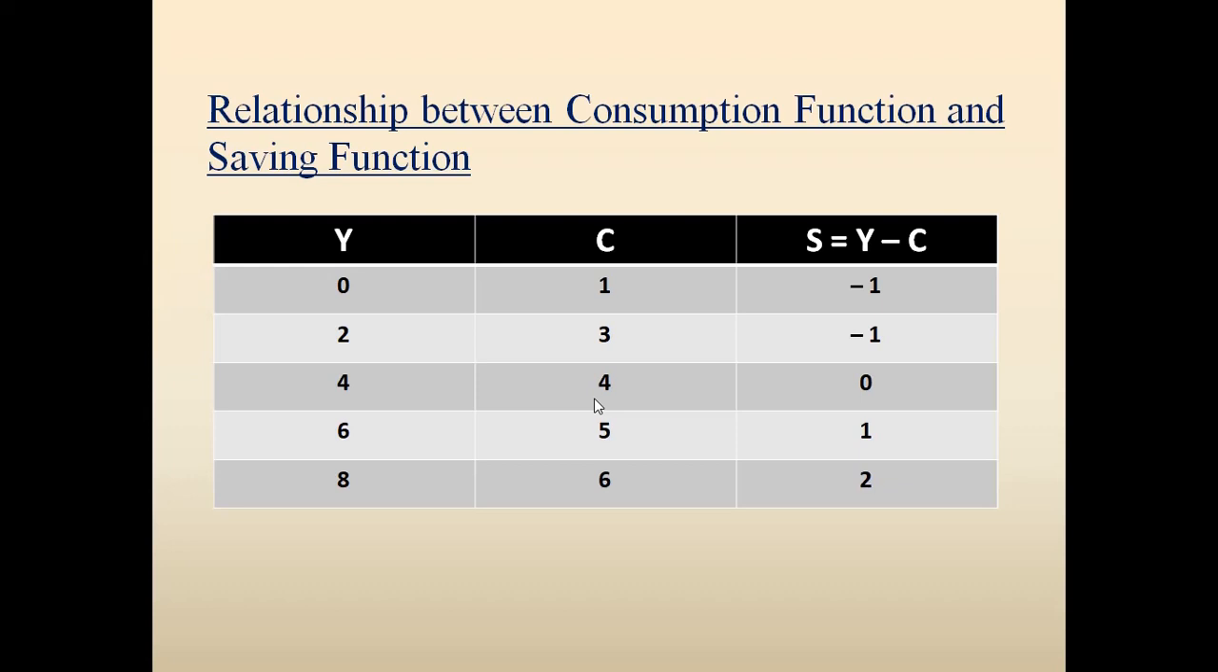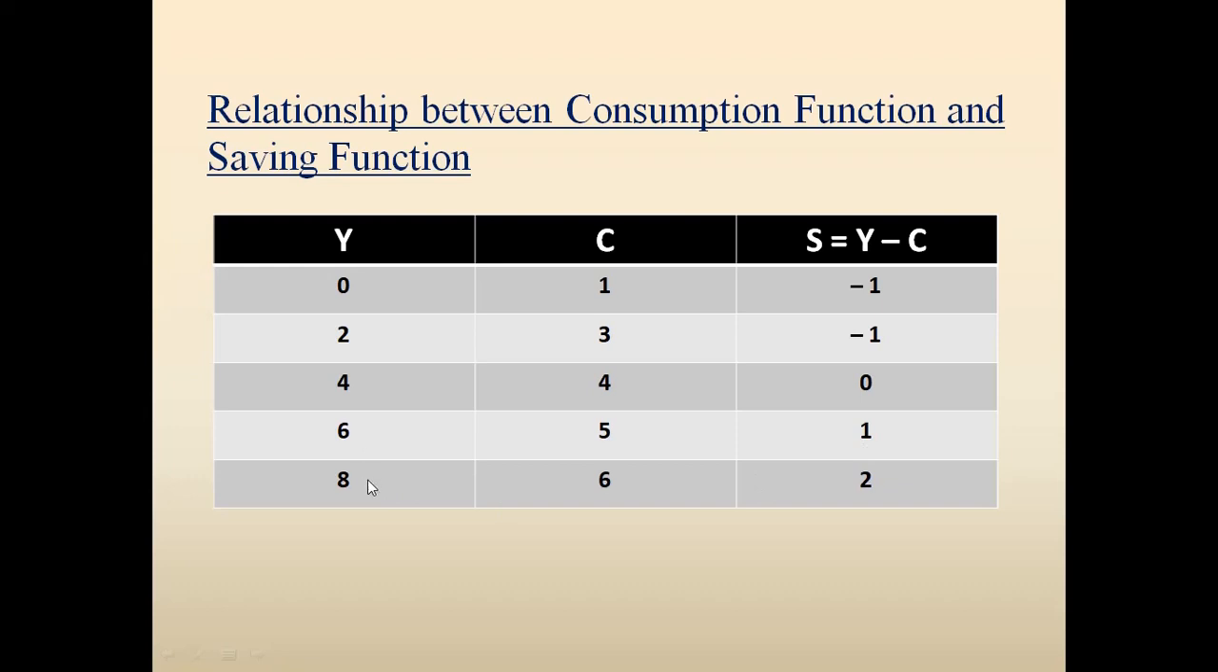So when the income was increased from 4 to 6, your consumption also increases, but not as much as your income. So let us assume that the consumption is only 5, which means 6 minus 5, 1. So now we can see that there is a positive saving. Previously this saving was negative. Now we can see that the saving is positive.